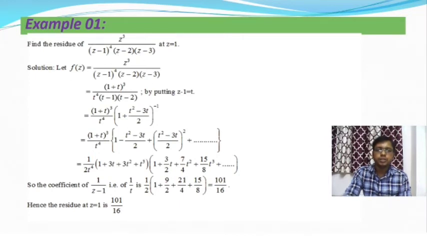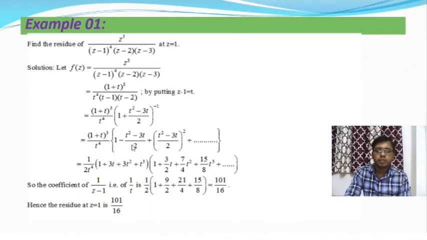Therefore this gives (1 plus t) whole to the power 3 by t to the power 4 into (1 plus (t square minus 3t by 2)) whole to the power minus 1. This is a series function: the first term is 1, the second term is t square minus 3t by 2, and then (t square minus 3t by 2) whole square, and so on up to infinity. So there are an infinite number of terms.